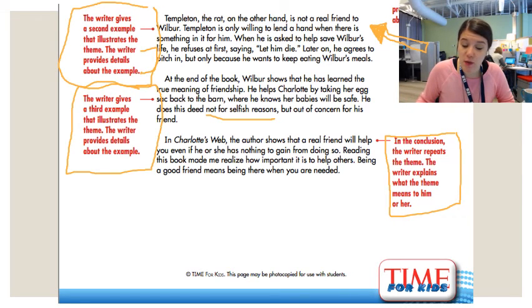Reading this book made me realize how important it is to help others. Being a good friend means being there when you are needed. The writer explains what the theme means to him or her. I highly encourage that you guys do the same thing. This is a great example of putting a personal touch on an essay.